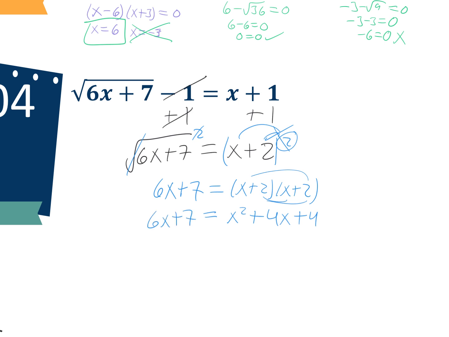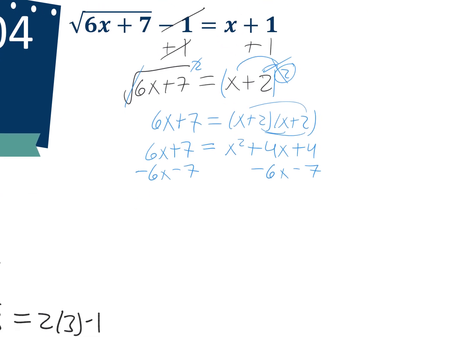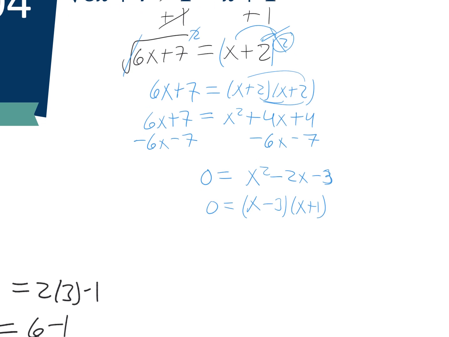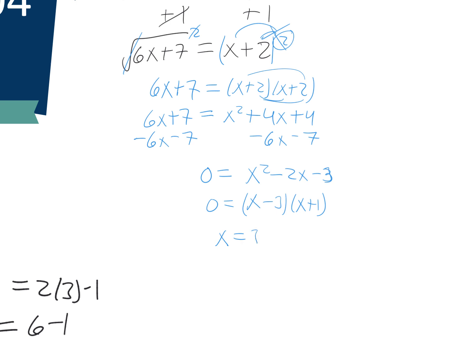Just like before, get everything to one side. Try and factor it first. That's always the first thing you want to check, if you can factor it. So let's subtract 6x, and subtract 7. Then we get 0 equals x squared minus 2x minus 3. We got the same equation, at least from this point, as the last one, so we know that it's going to be factorable. We get x minus 3 times x plus 1 equals 0. Now just set each factor equal to 0. We should get x equals 3 and x equals negative 1.